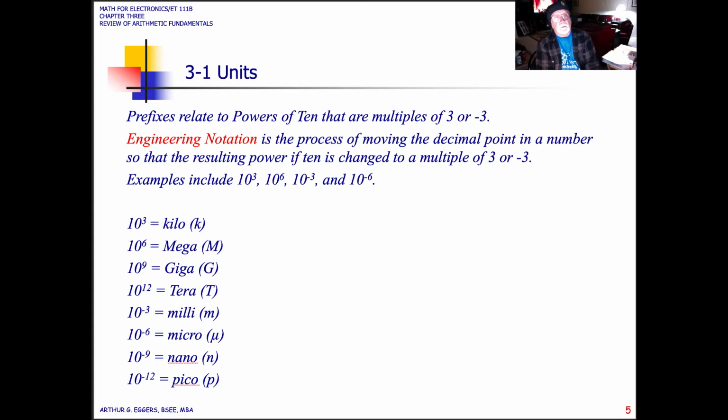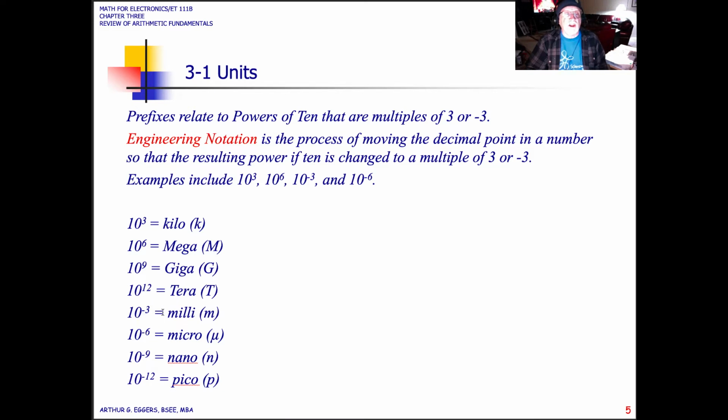So units. Well, in the prefixes that we use that relate to powers of 10, in engineering notation, we typically use factors of 3. So you can see down here, 10 to the third, 6, 9, 12, 10 to the minus third, minus 6, minus 9, and minus 12 are all values that we use as shortcut notation in electrical engineering. So instead of saying 10 to the third, we say K or kilo. 10 to the sixth, meg or mega. 10 to the ninth, gig or giga. 10 to the 12th, tera.